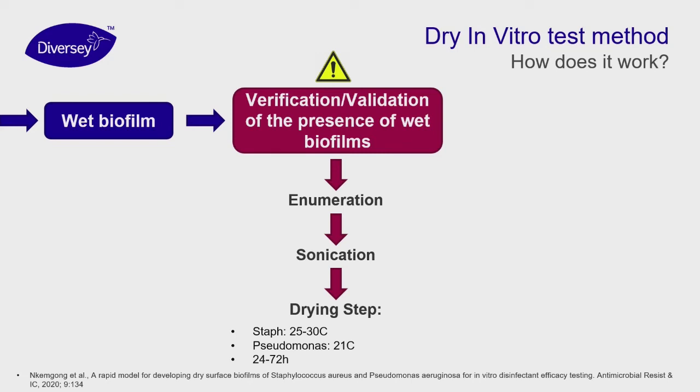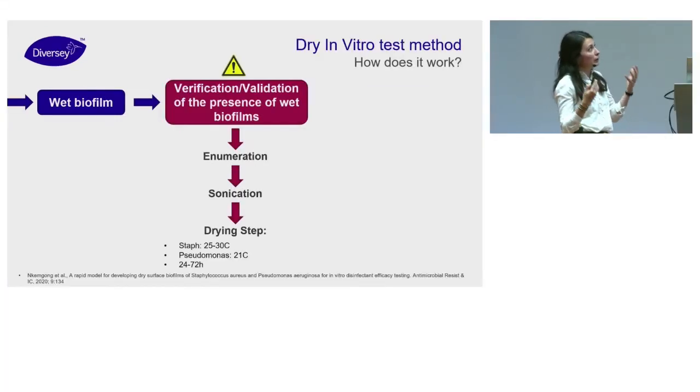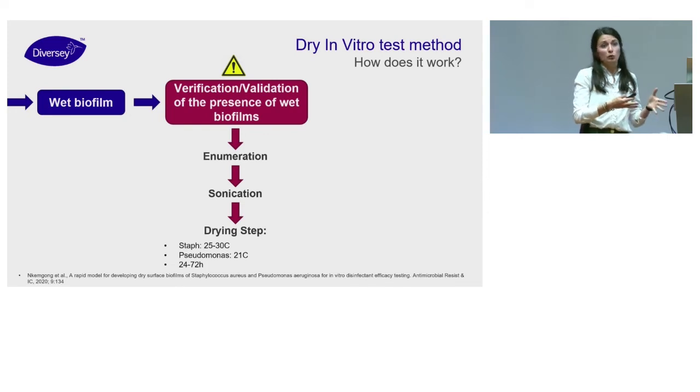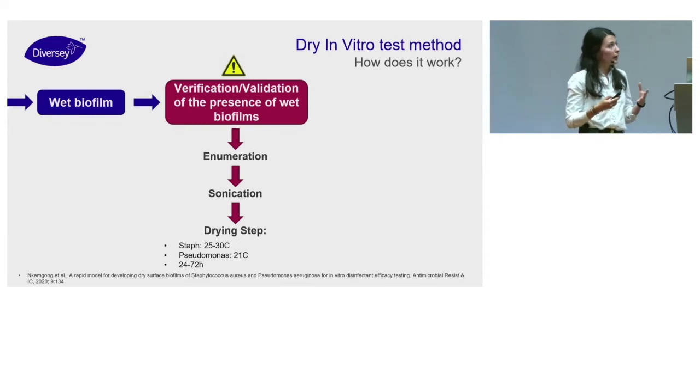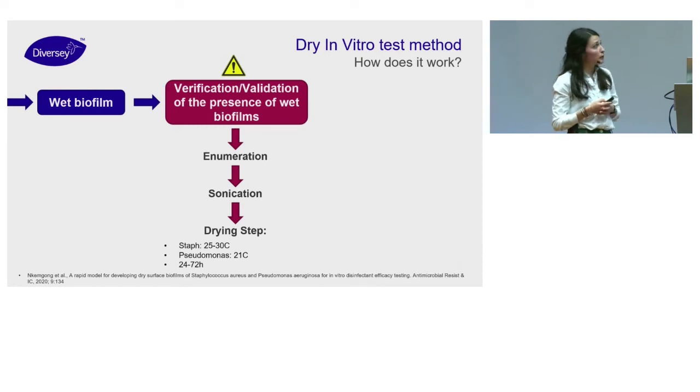So, of course, we use the EPA test method that is already published for the wet biofilm. And what we did is that we added several steps after it. So, of course, you need to verify and validate that you have actually wet surface biofilm present, and then you have an enumeration step, a sonication step, and then you have the drying step, which is important in this case to really get your dry surface biofilm. So as I said, we selected the two organisms, Staphylococcus aureus and Pseudomonas, at 25 and 30 degrees and 21 degrees. So, of course, the goal is to stay within room temperature to be closer to the real life condition, and 24 and 72 hours.